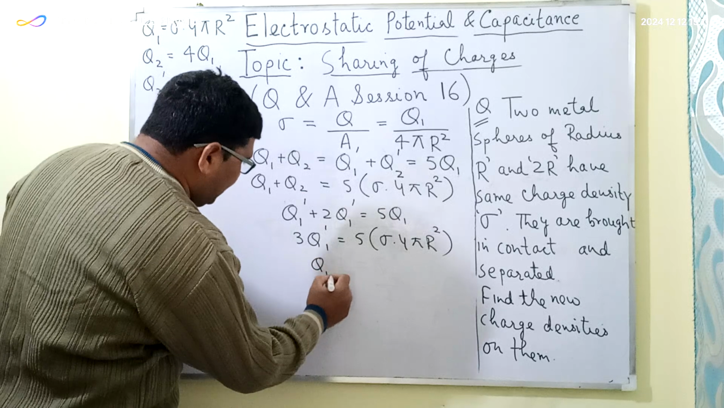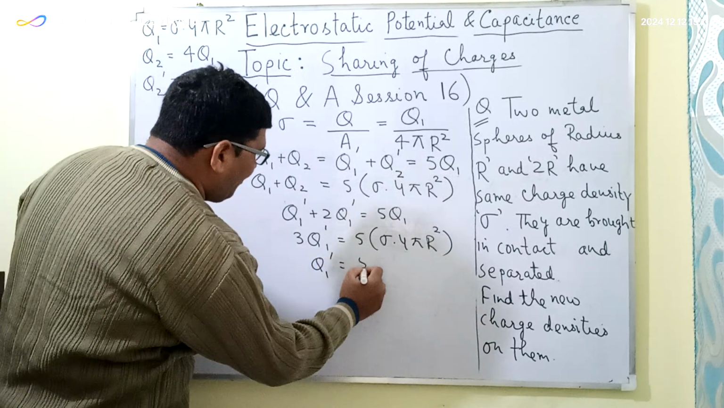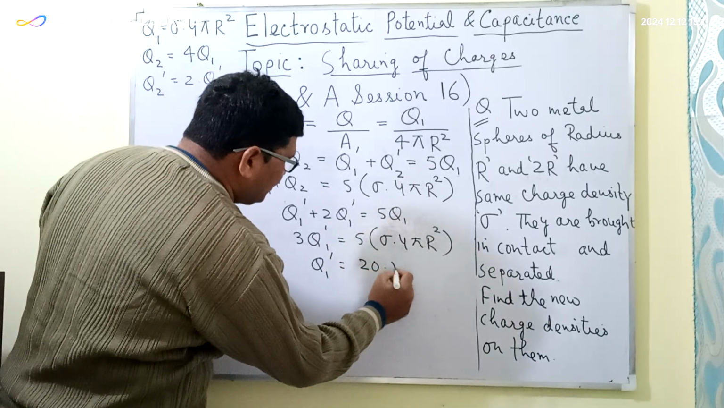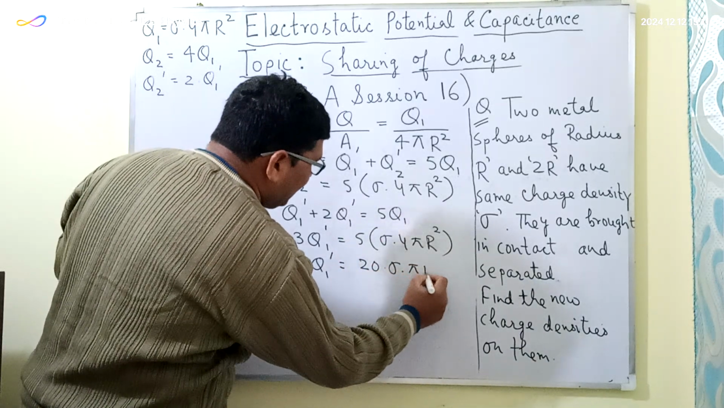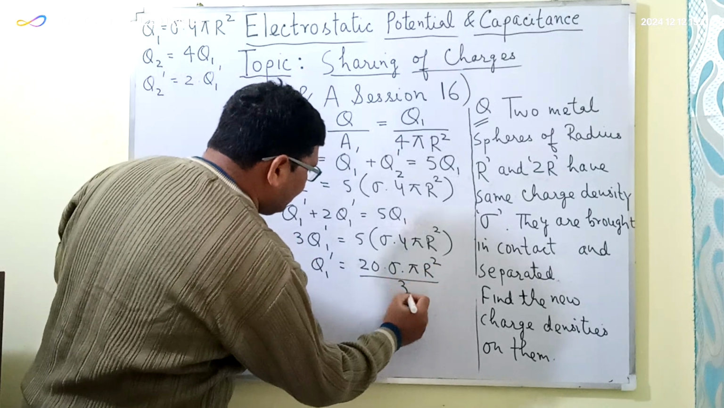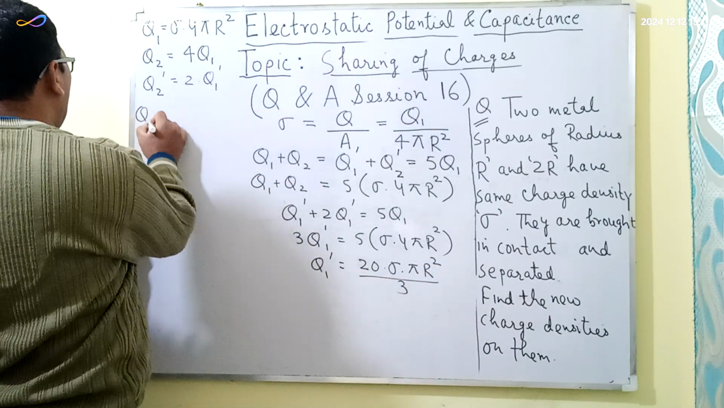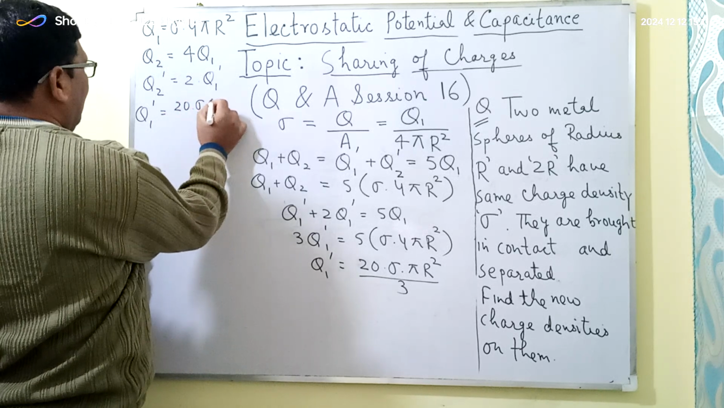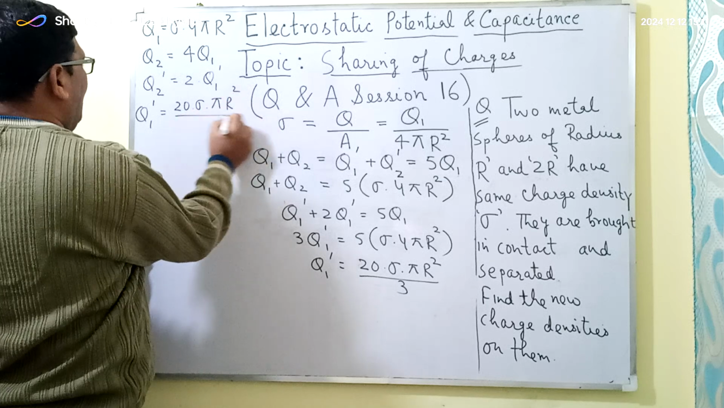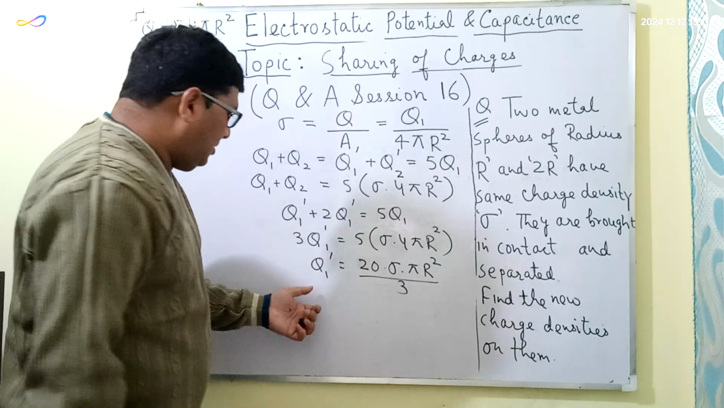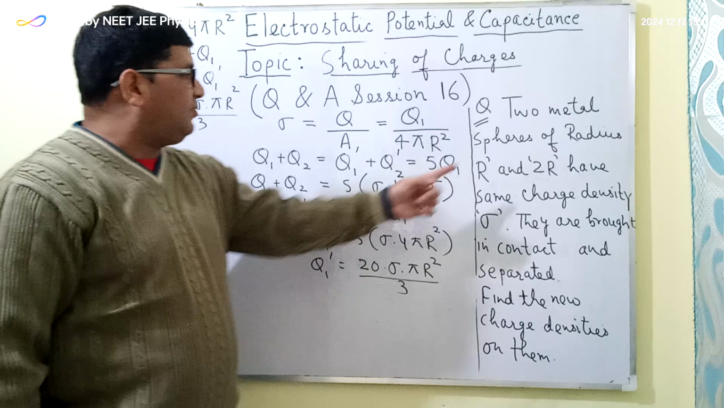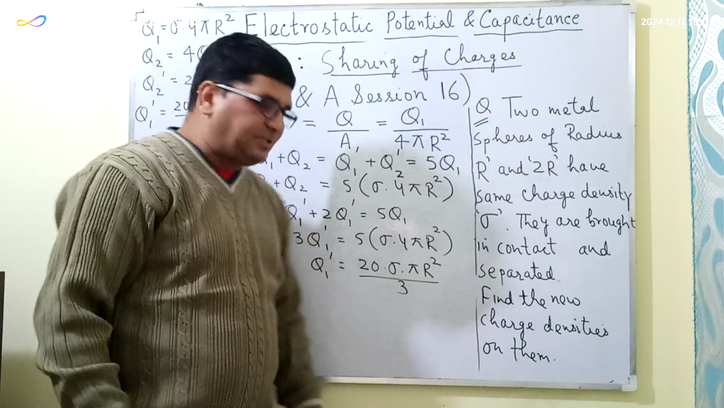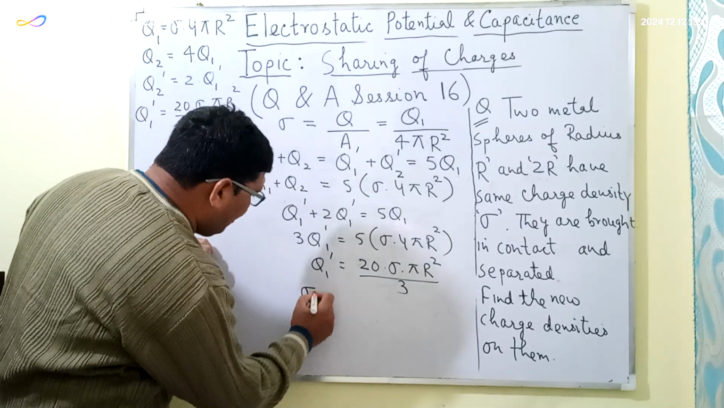So Q1 dash is equal to 5 into 4, which is 20, into sigma into pi r square divided by 3. So I will just write the value of Q1 dash is equal to 20 into sigma into pi r square upon 3. So the new surface charge density of the sphere of radius r, after both these two spheres are brought in contact with each other and separated, say it is sigma 1.